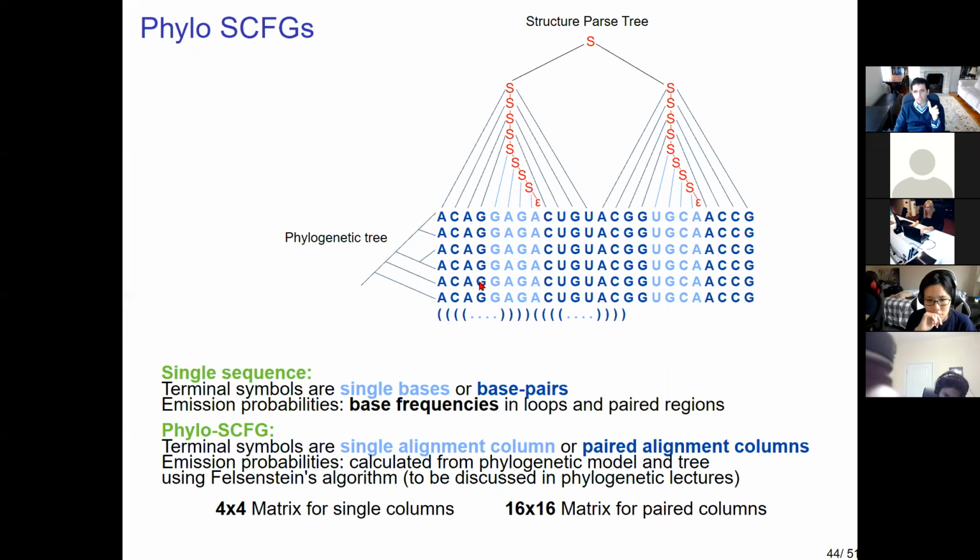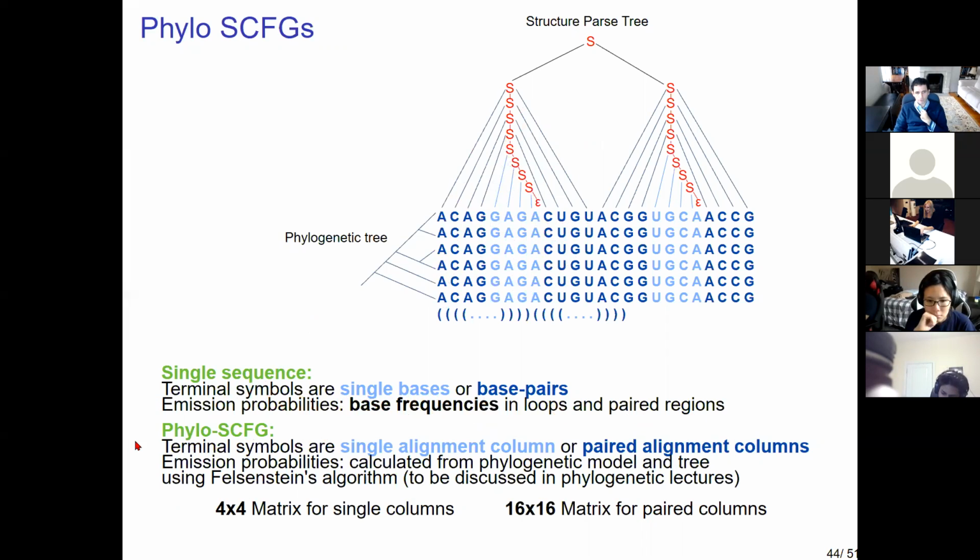And then this and that are G and C, and they're emitted together. A and U are emitted together. C and G are emitted together. A and U are emitted together. So we can now, in a single sequence, use the terminal symbols as base pairs, and then the emission probabilities are the base frequencies in loops versus paired regions.